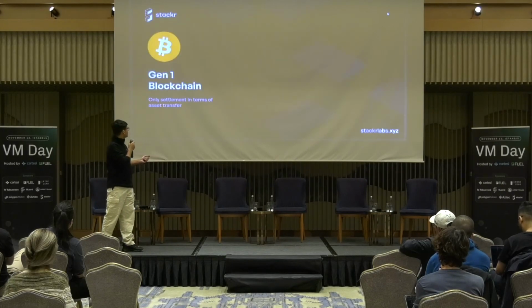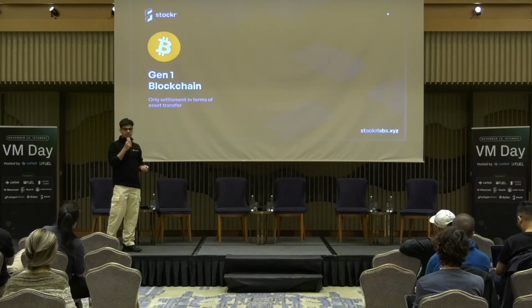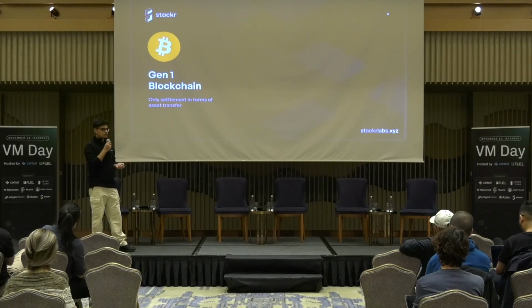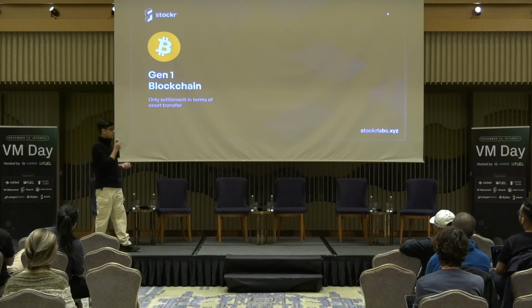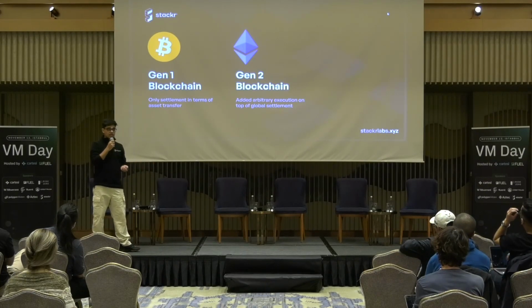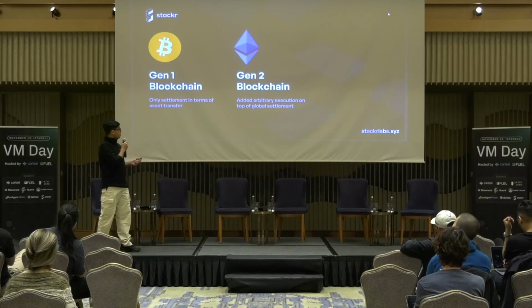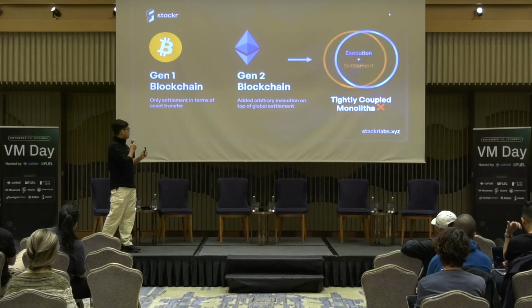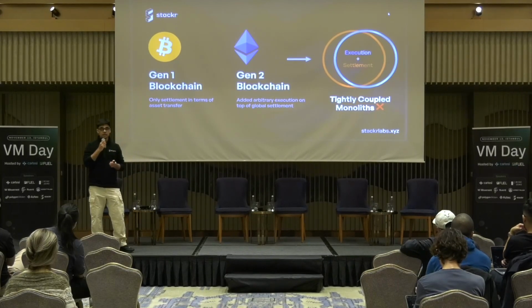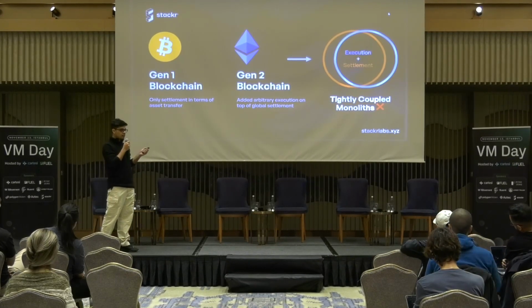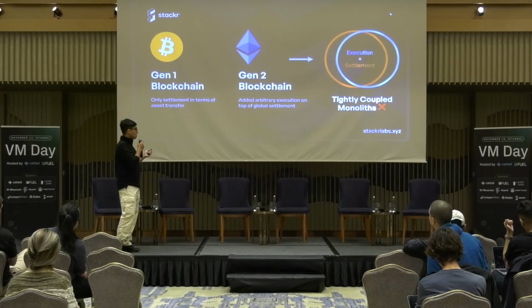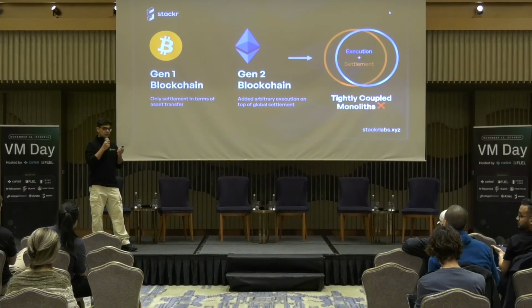A little bit about me: I'm the founder of Stackr. The first generation of blockchains, which was Bitcoin, focused mostly on settlement in terms of asset transfer. Then came Ethereum, which added another layer on top of it, arbitrary execution. However, the problem was that execution and settlement were very coupled together. So they formed monoliths, and that caused all the scaling problems.